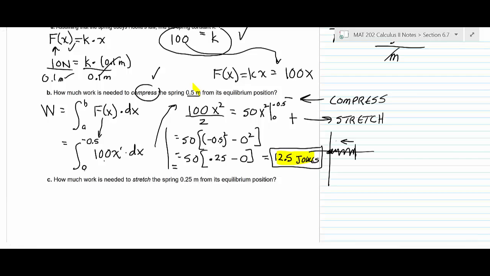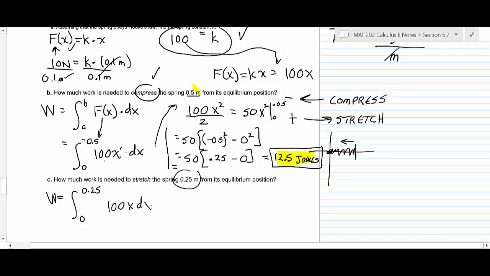Now let's finish here with just these last couple of problems. This one says how much work is required to stretch the spring. So how would you do the integral? 0 to where? 0.25. You have to use a positive because you're stretching. Then it would be the same thing, just 100x dx.